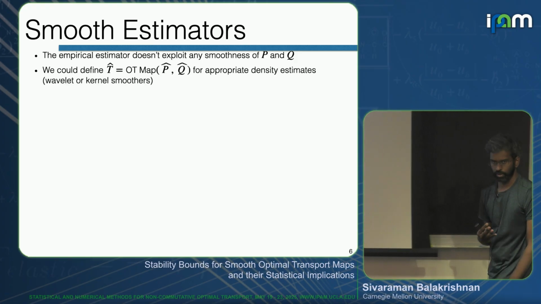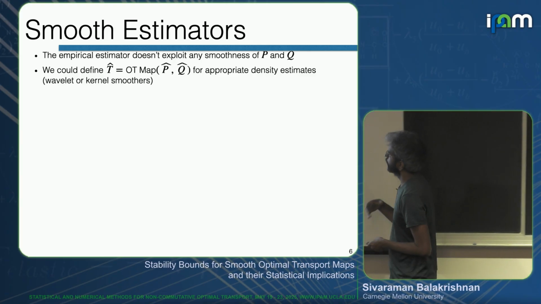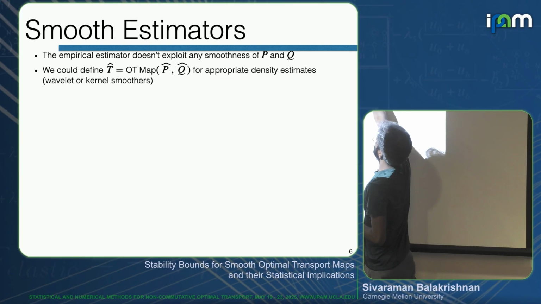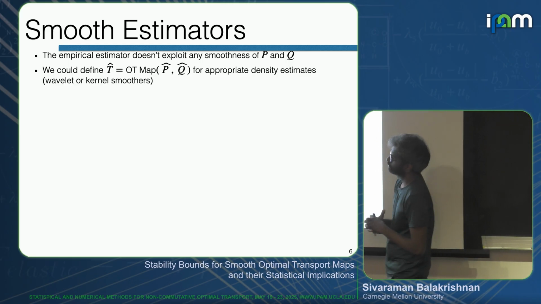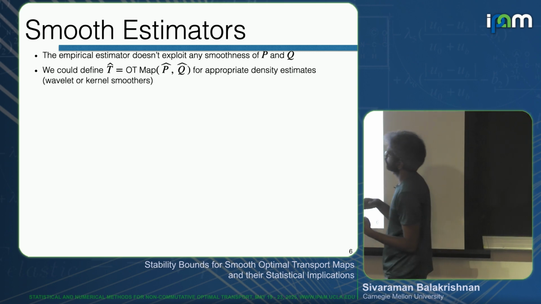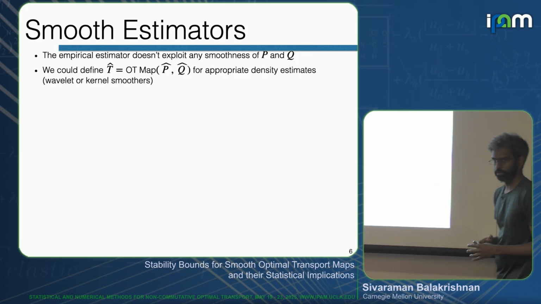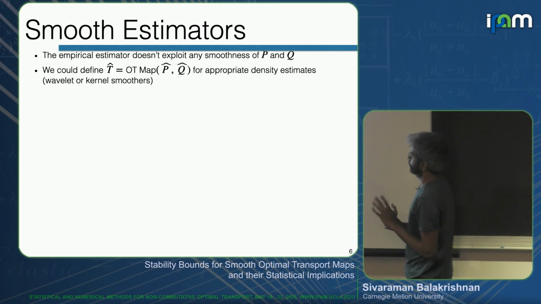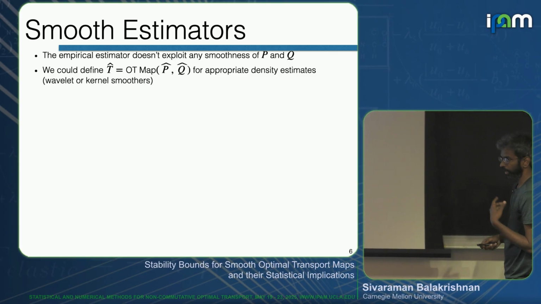And so a different way to construct estimators is to go via the route of density estimation. So you try to construct a good guess of these two underlying distributions, P and Q, and you define your guess for the transport map as whatever is the optimal transport map between P hat and Q hat. So you'll need to make some set of assumptions to say this is a well-defined object, but let's say we make those assumptions, then this is a way of defining an estimator.